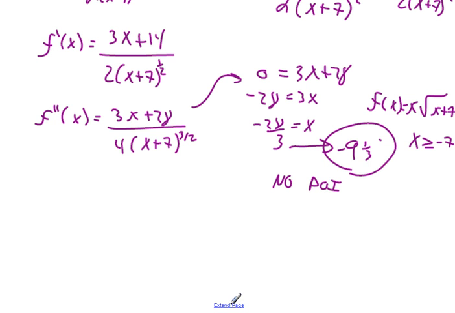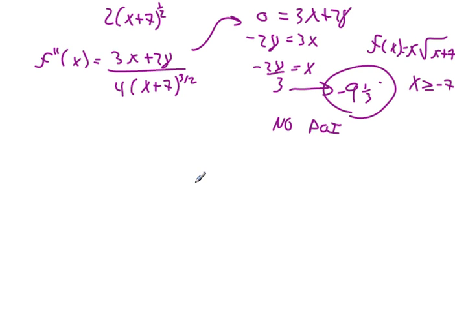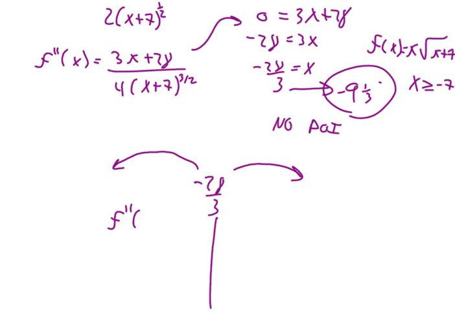Now the way that we learn, though, is we take this point, negative 28 thirds, and we cut it right here, and then we ask what's happening to the left of it, and what's happening to the right. I'm going to do it that way right now, but we already know what we're going to get. So I need to find any value that's to the left of negative 9 1/3. Let's just do negative 10. So let's find f double prime of negative 10.